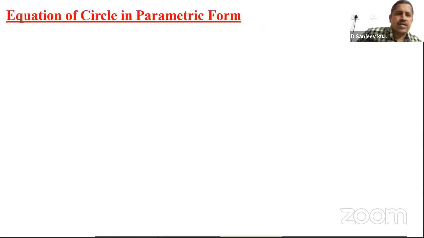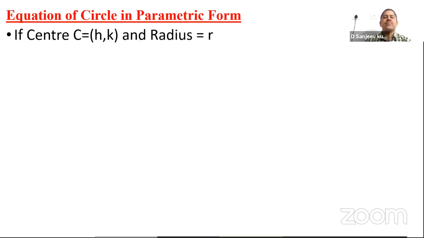Now we're going to discuss the next form of the equation of the circle, which is given in the parametric form. So what exactly is the parametric form? The parametric form is the form in terms of r and theta here.